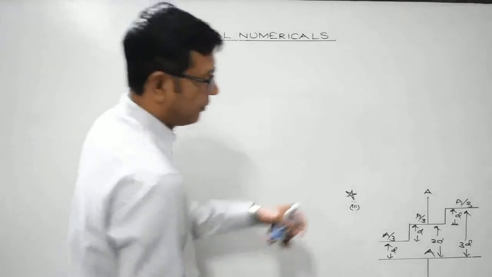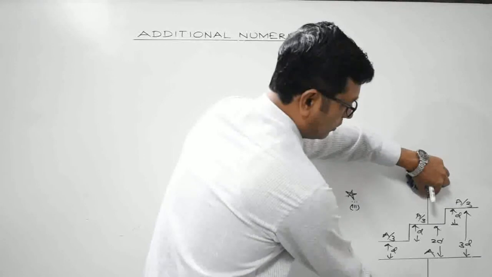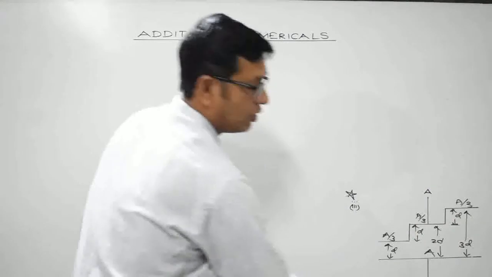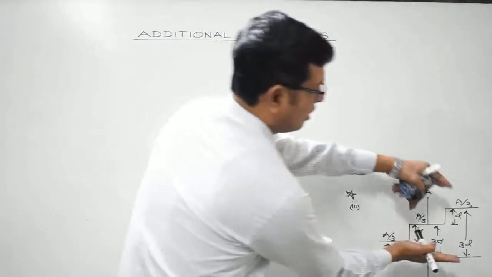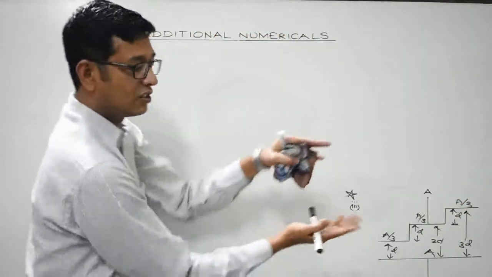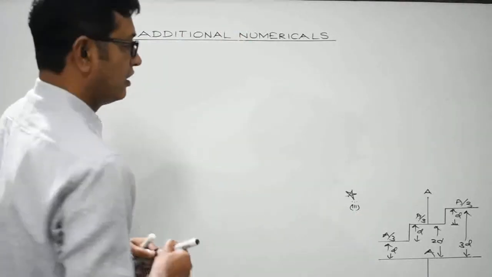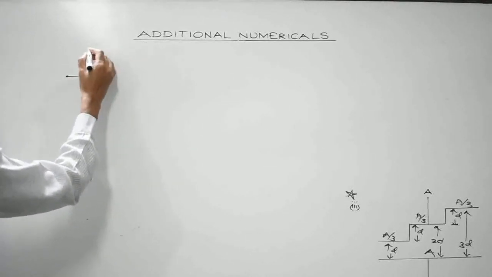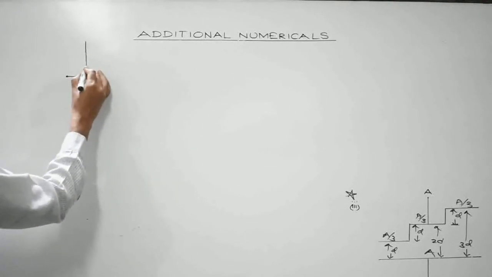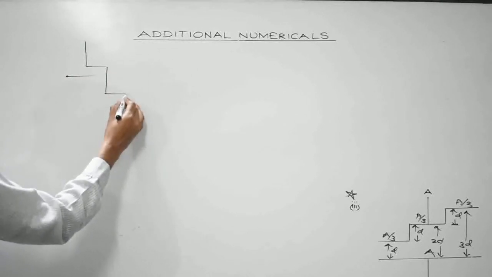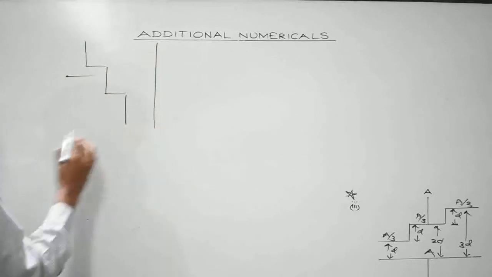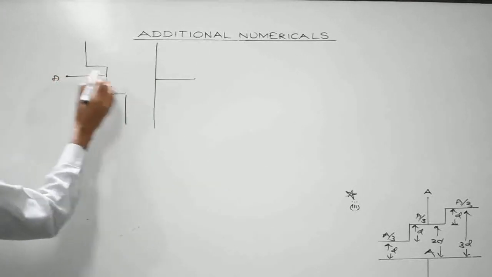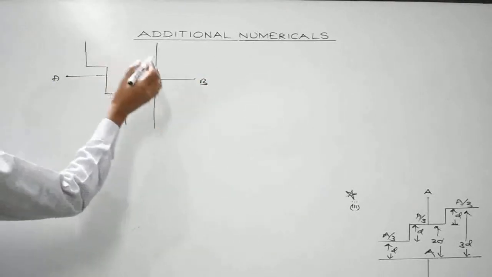So a source or a potential difference is to be applied across these 2 points. One plate will be at higher potential, the other one at lower potential. So we'll just rotate it through 90 degrees. The diagram would be somewhat like this. This is suppose point A, and let us consider this to be point B.